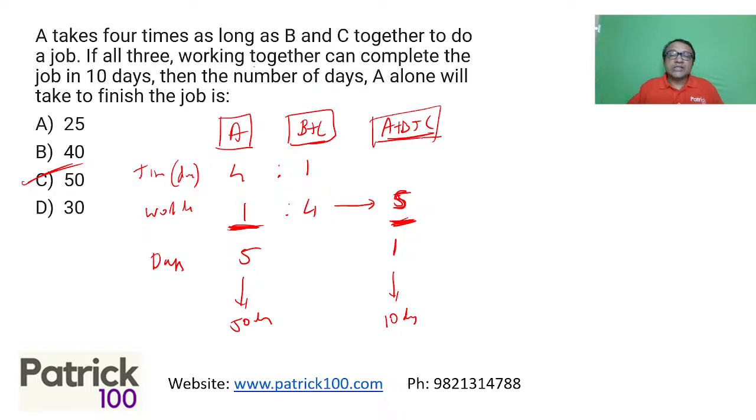Now for us, the days of A plus B plus C is given. We are asked A. So we take these two, 1 and 5. Given A plus B plus C, we are asked A, so find the ratio. The ratio of work is 1:5. The ratio of days is 5:1. This 1 stands for 10 days, so 5 will stand for 50 days. That's why you get the answer as C option, 50.